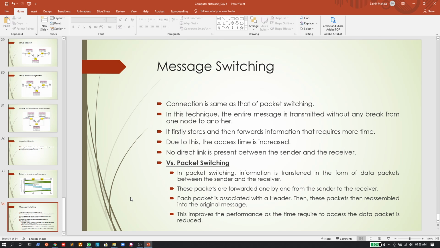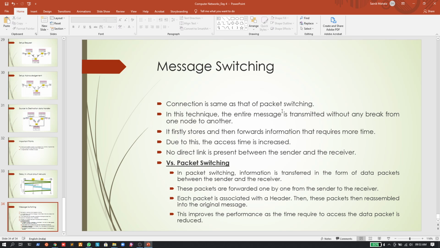Still, we need to understand the concept of message switching. We just have one slide, and through this slide we will be able to understand the actual difference between all these kinds of switching. A message switching network is nothing but a packet switching network. In the first point you can see that the connection is the same as that of packet switching, which means it will not have a setup phase, it will not have a tear down phase.